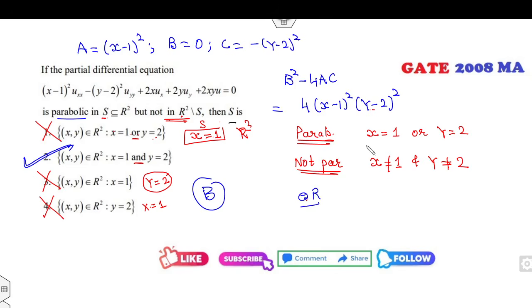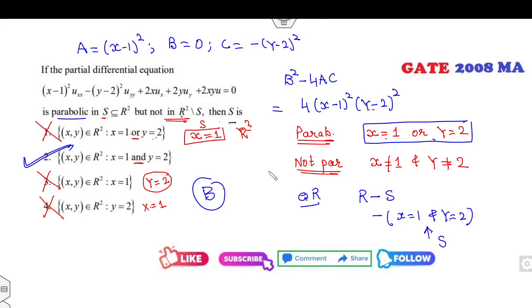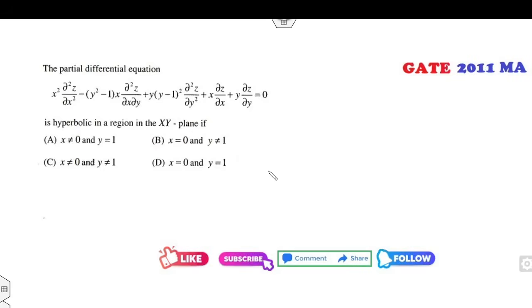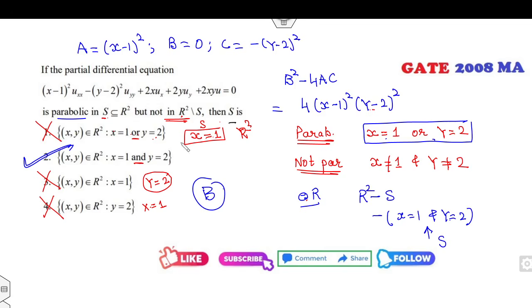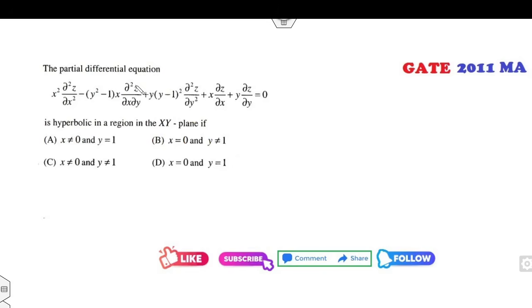Second way, because we know this is parabolic in this manner. Now what is R minus S? What is the opposite of this? Neither this nor this. That means x equal to 1 and y equal to 2. So that is the S of this problem. This R is basically R2 because it's a two-dimensional problem.